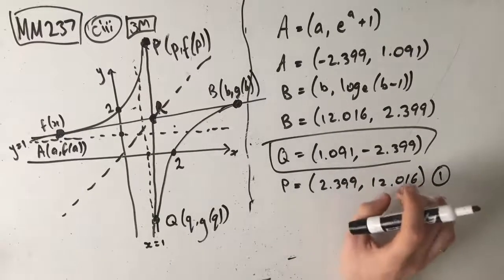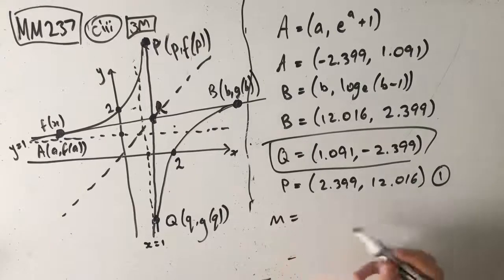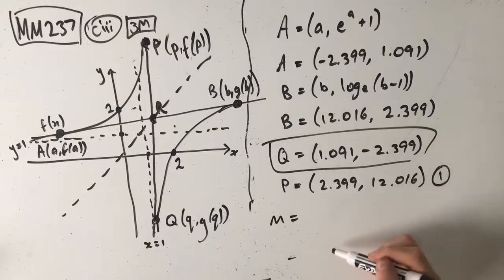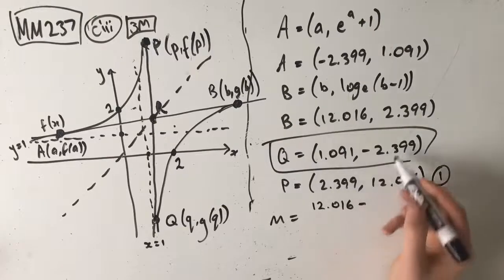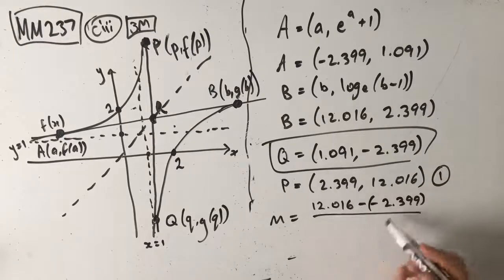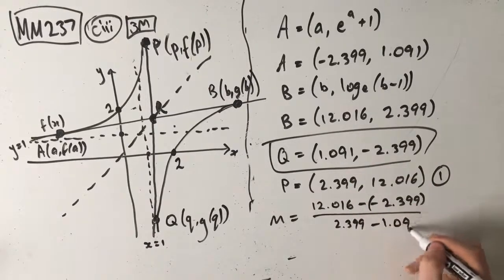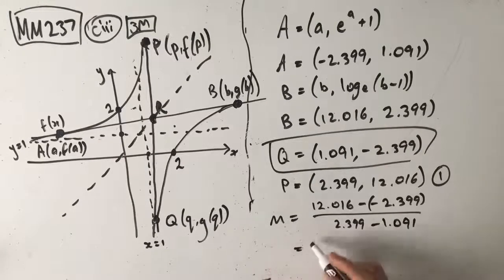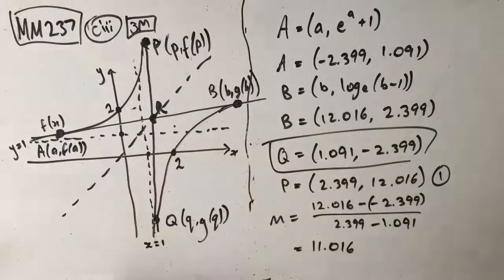Now, in order to find the equation for PQ, the line, we're going to need the gradient and a point. So our gradient is equal to rise over run, which is y2 minus y1 over x2 minus x1, right? So we get our first y value, 12.016, minus our second one, so minus negative 2.399, over first x value, 2.399 minus 1.091. What this ends up giving us is 11.016. So we know that this is the gradient of our PQ line, so this line here.